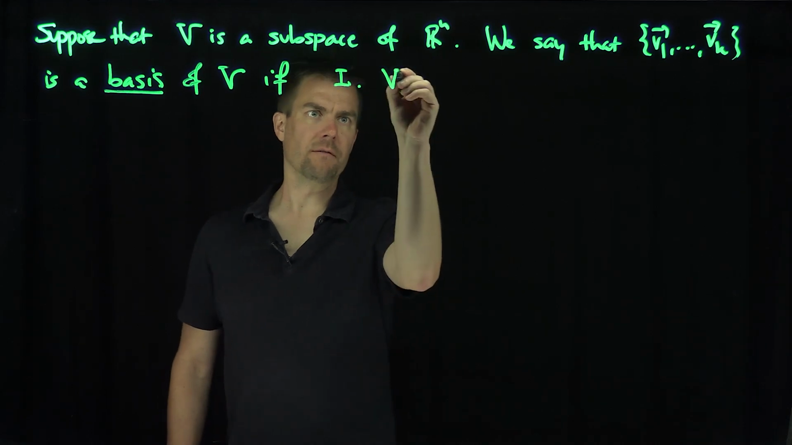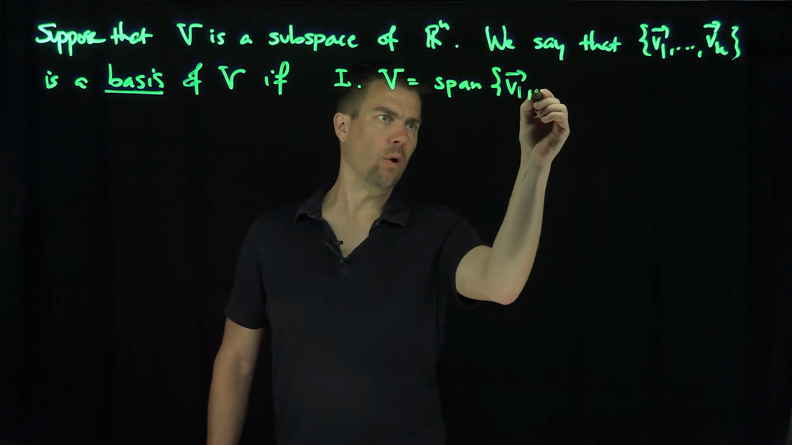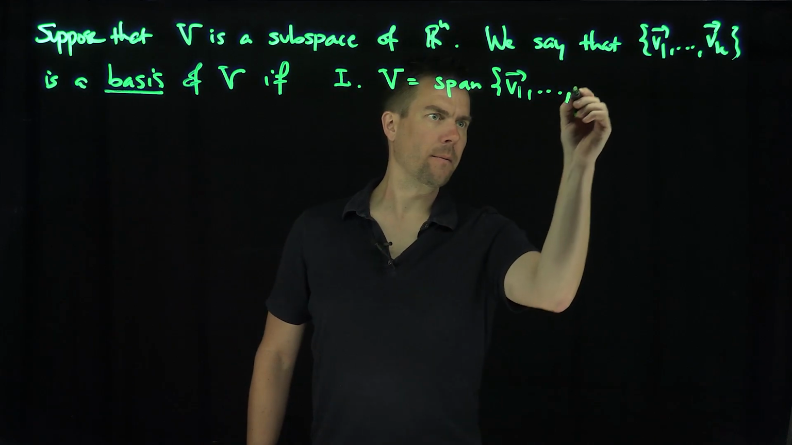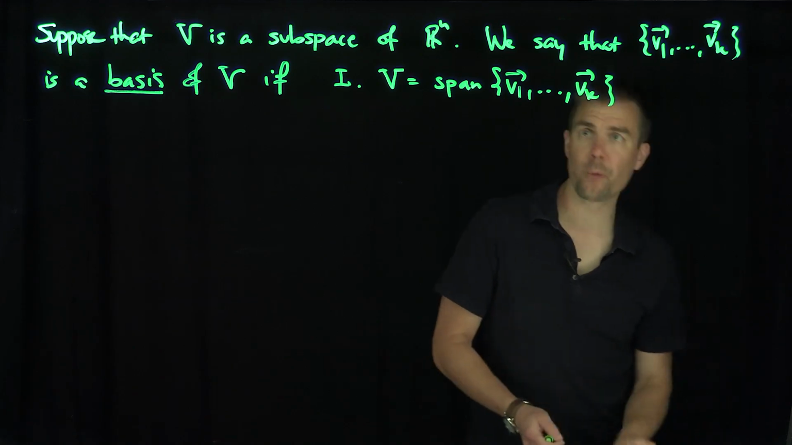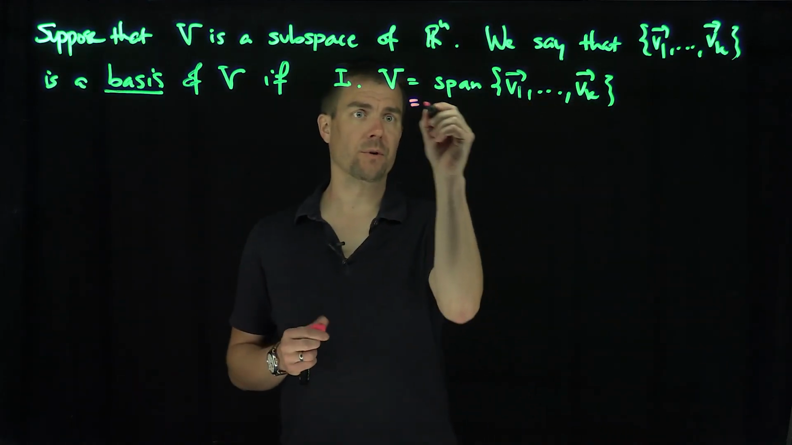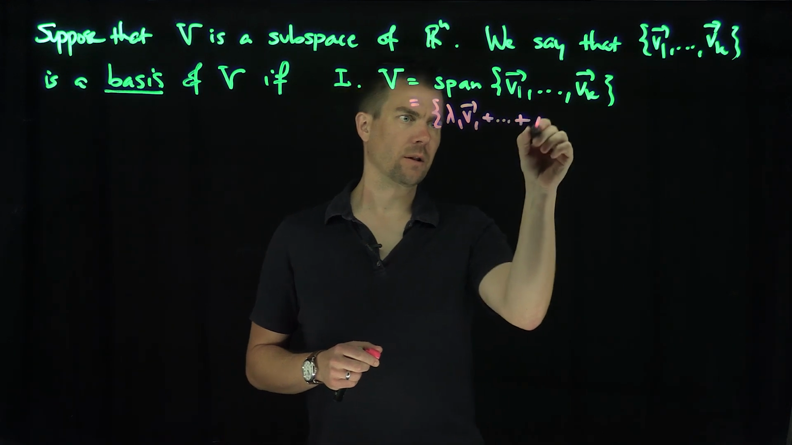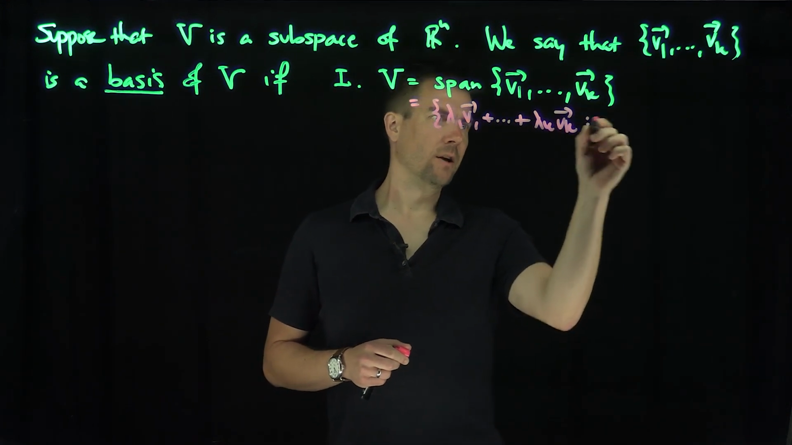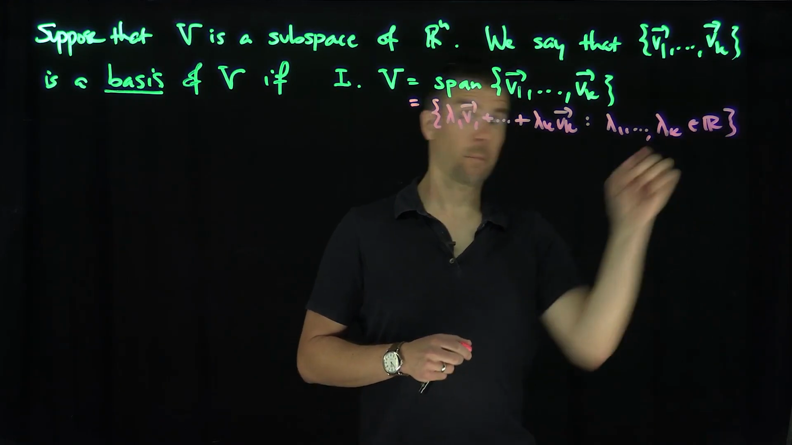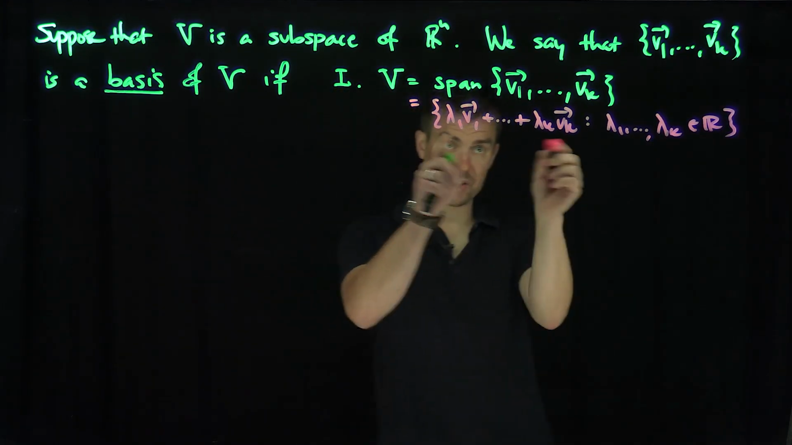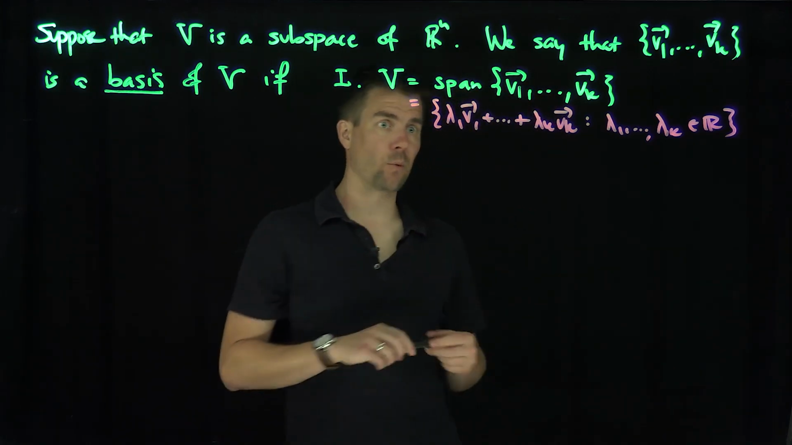Number one, V is the span of V1 through Vk. And of course, recall what the span is. The span is just all possible linear combinations of these vectors. So in other words, this is just the set of all lambda 1 V1 plus ... plus lambda k Vk, such that lambda 1 through lambda k are real numbers. Okay, so V has to be the span: any element of V has to be a linear combination of V1 through Vk.